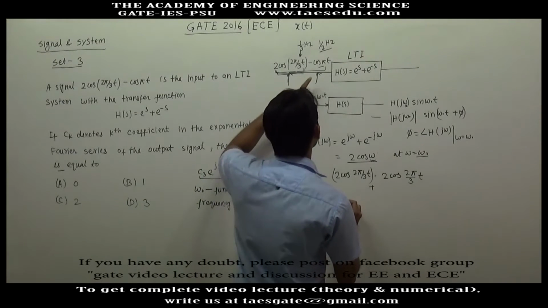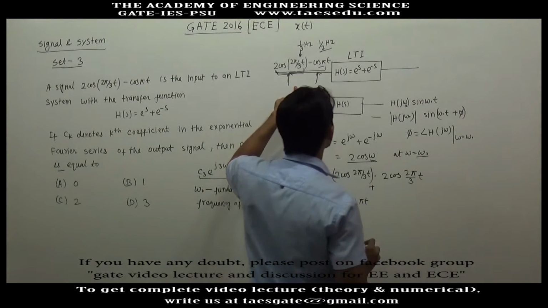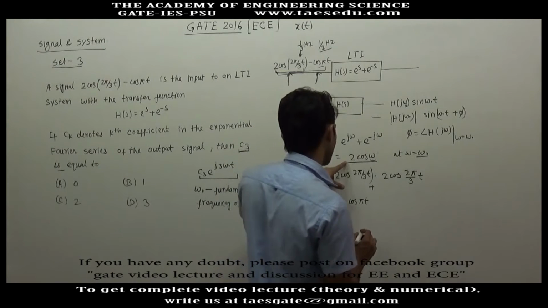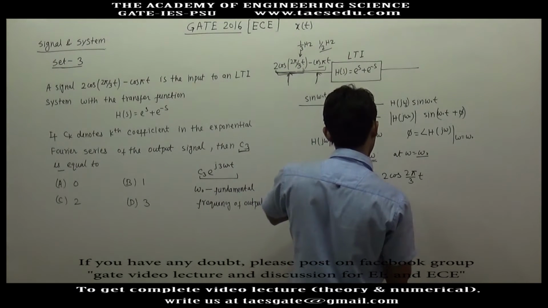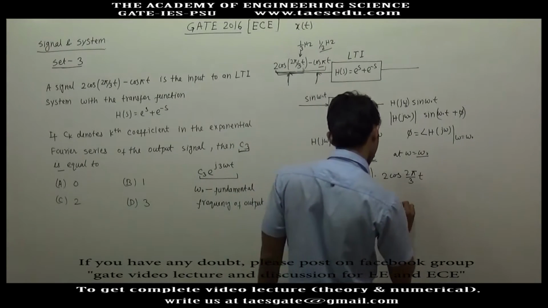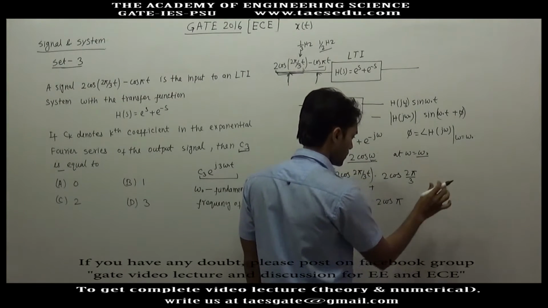V02, the second output, will be minus cos(πt) into H(j omega). So here we will have 2 cos, and in place of omega naught we have π. This t will not appear here.